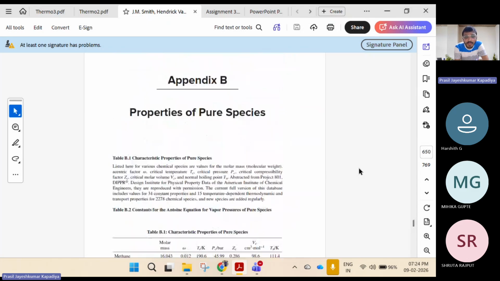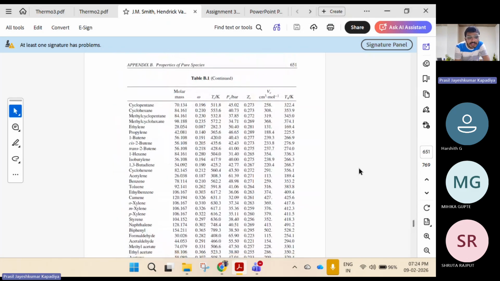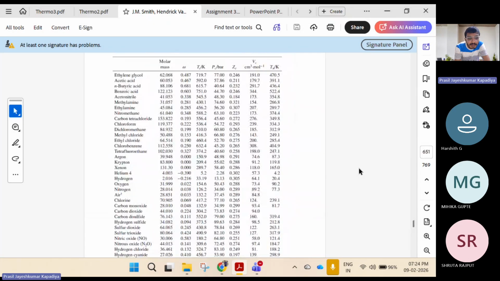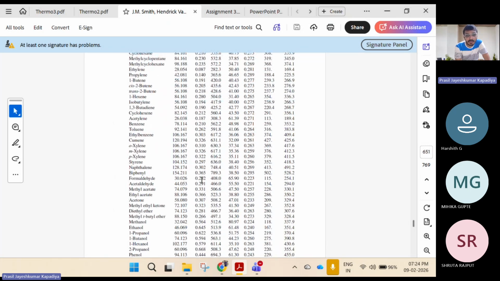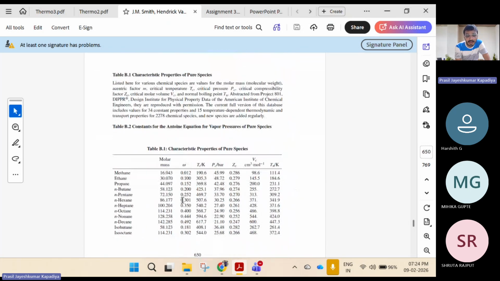See, argon omega is exactly equal to 0. For krypton also omega is equal to 0. Xenon also has omega equal to 0. But for other molecules, you see that omega is not 0. Omega has significant variations, like 0.012. Methane is also near 0, but it is not 0. So methane may behave well without even omega values, but it is near 0, not 0.